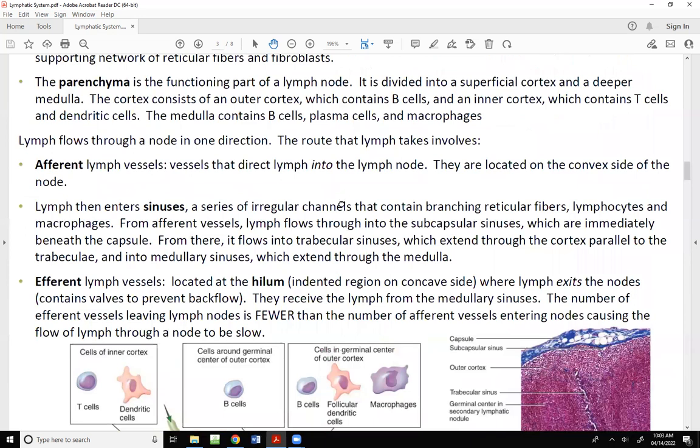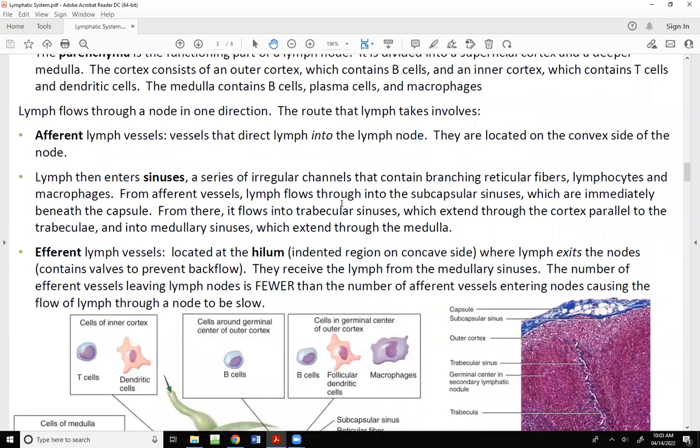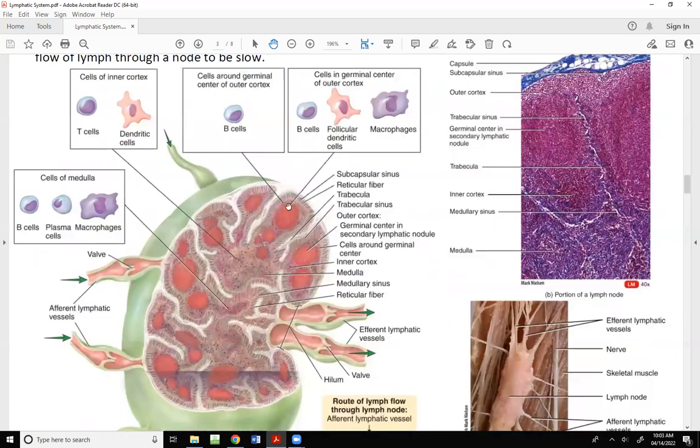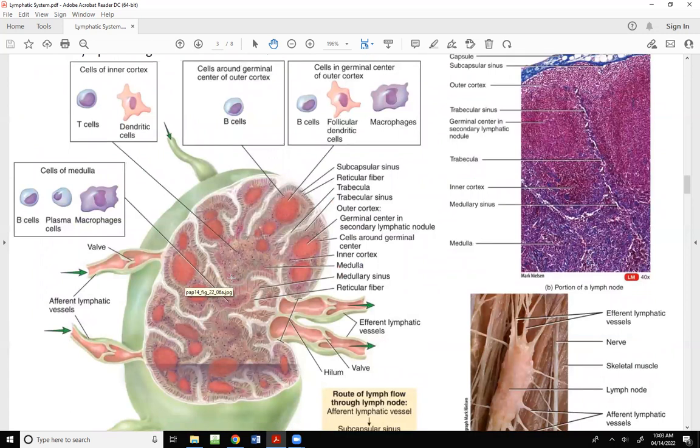The first sinuses, and these are the ones that initially receive the lymph, are called subcapsular. That's because they're below the capsule, okay, immediately beneath it. Sub means below or beneath. Okay. From there, the lymph flows through the trabecular sinuses, which extend to the cortex parallel to the trabecula, and then into the medullary sinuses, which extend into the medulla. Okay. And the cortex, the medulla, those are just different regions within the inside of the lymph node. There's actually two parts to the cortex, an outer cortex and an inner cortex. The medulla, as we know, is a word that means towards the middle part of an organ.